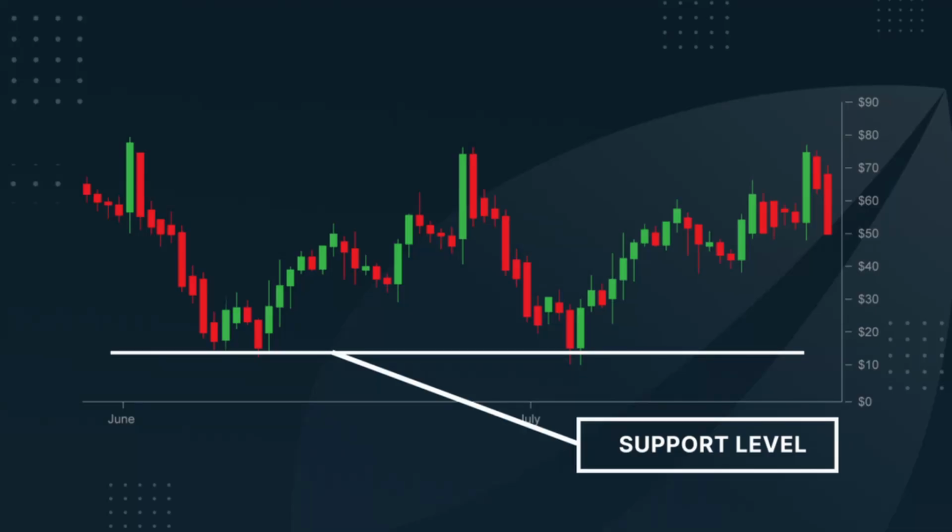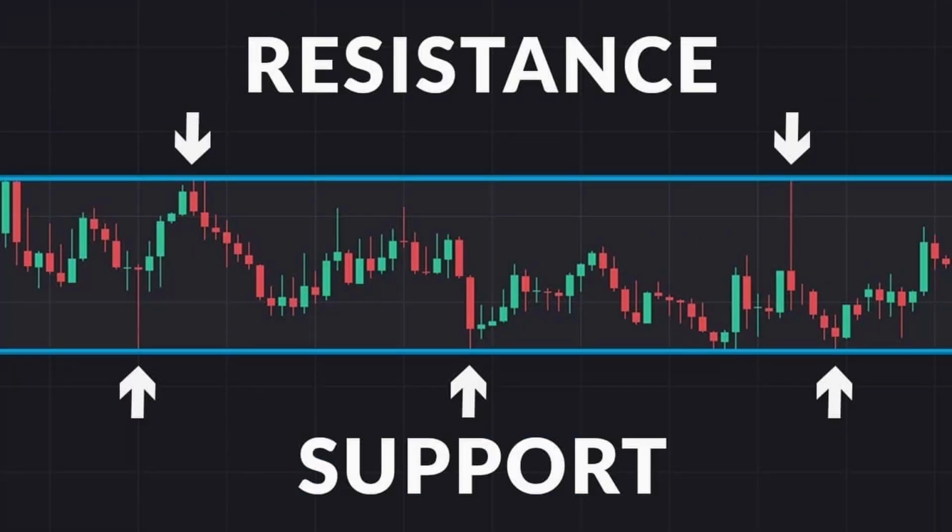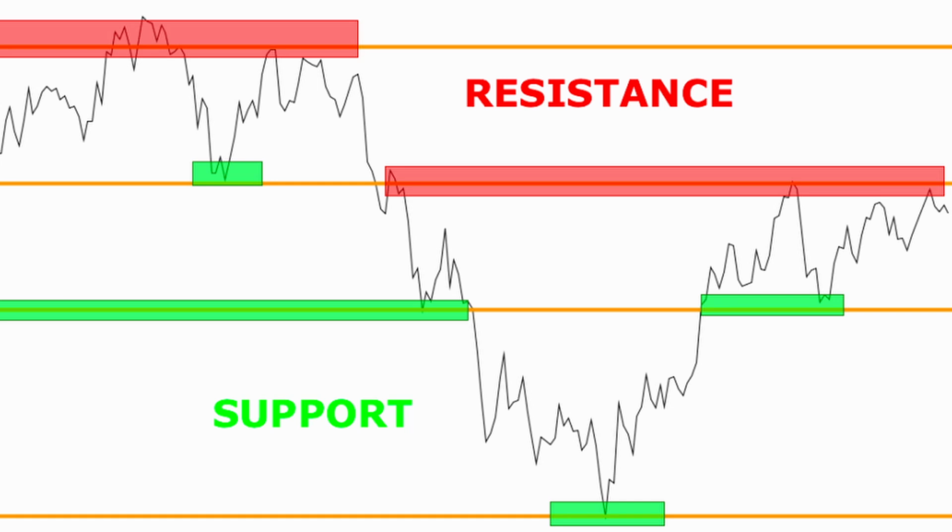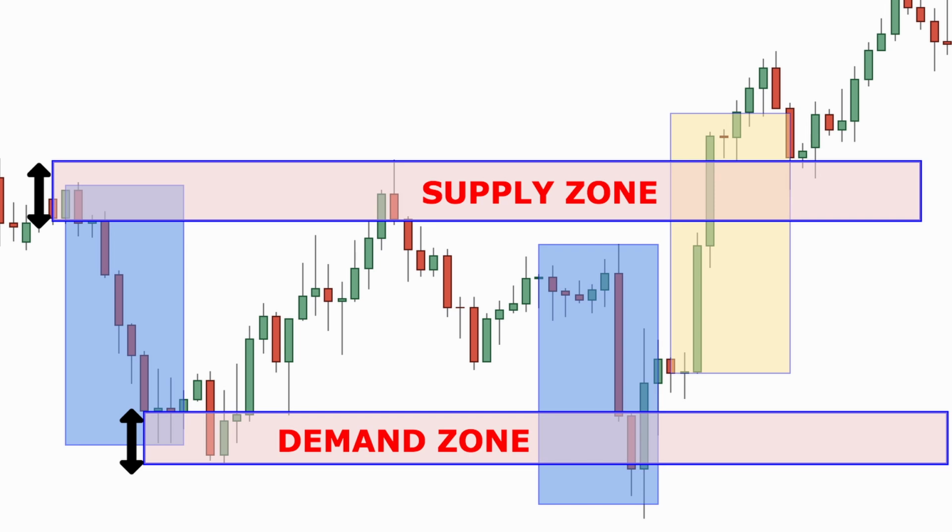What is support? Support is a price level on a chart where equilibrium is reached. In other words, it's the point where demand matches supply. When an asset's price falls, there comes a level where buyers find it attractive to step in and purchase shares. At this point, demand overwhelms supply, causing the price decline to halt and reverse.